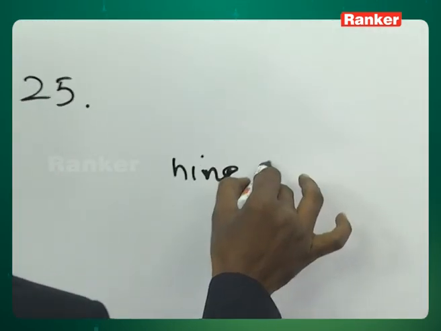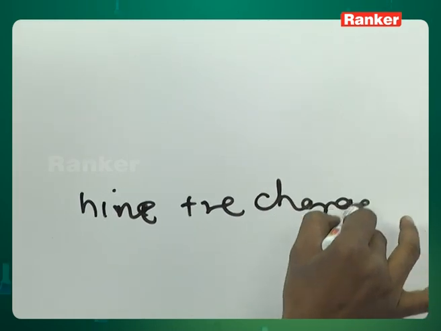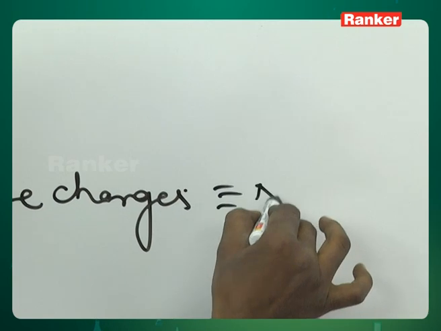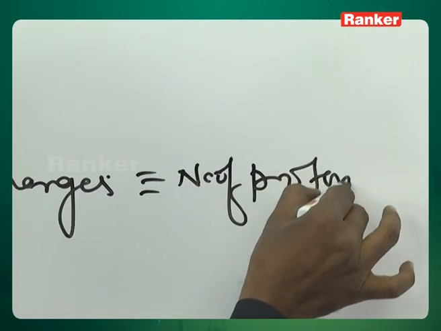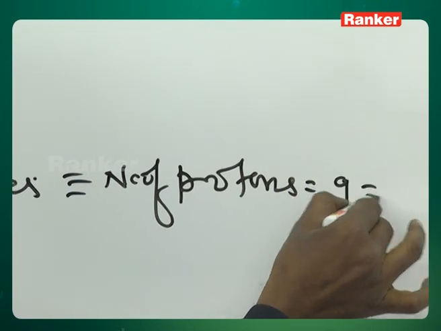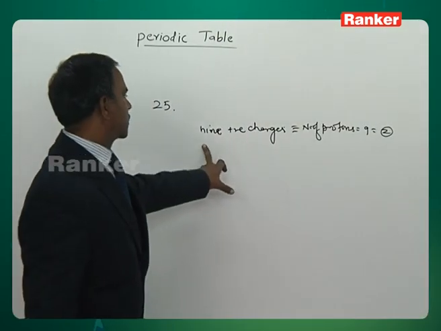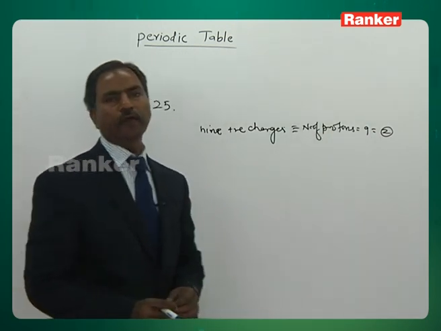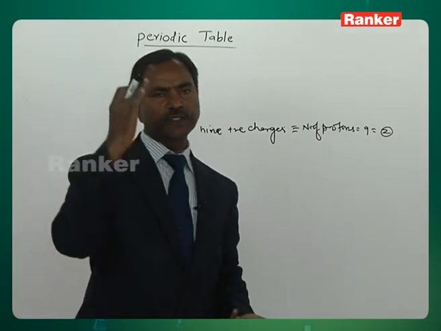9 positive charges equal to the number of protons, equal to 9. Equal to what? Z, nothing but atomic number. 9 positive charges, 9 protons, then that will be having the atomic number 9. Atomic number 9 is fluorine. Let us see the answers now.